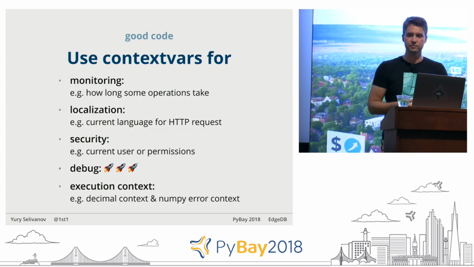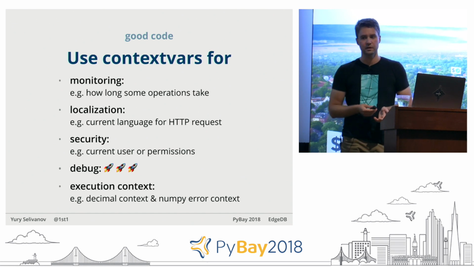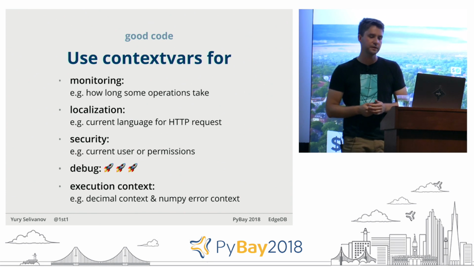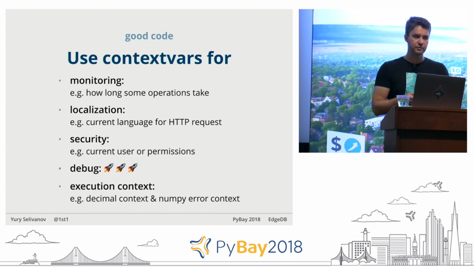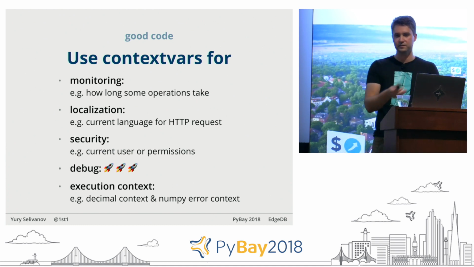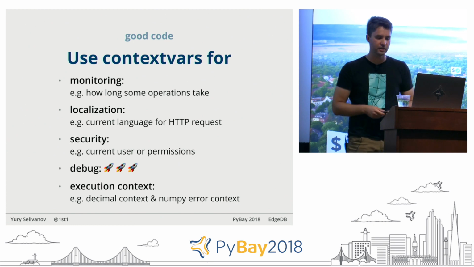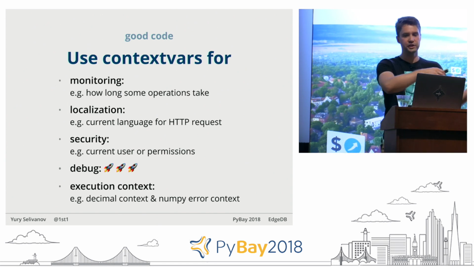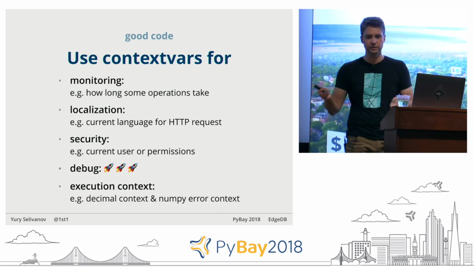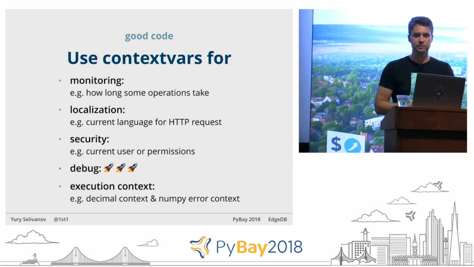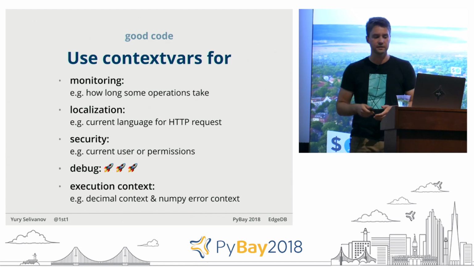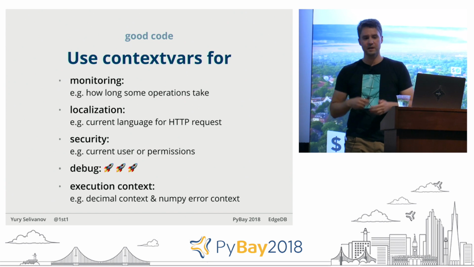So how can you actually use context variables? You can use them for monitoring, obviously. You can store a timer in your context variable, and you can increment the timer or do some operations on it. You can use it for localization. You can memorize what kind of current language the currently served user has, and you can access that information pretty much anywhere, like even in a JSON serialization library if you want. You can do the same for security. You can use it for debugging. You can have a context variable, put something into it, and check it in some different part of your code, and if it reads the same value, then basically those two things are connected in your application. And obviously you can use it for execution context, again, for stuff like decimal context or NumPy error context. You can use a context variable to store this context-related information.